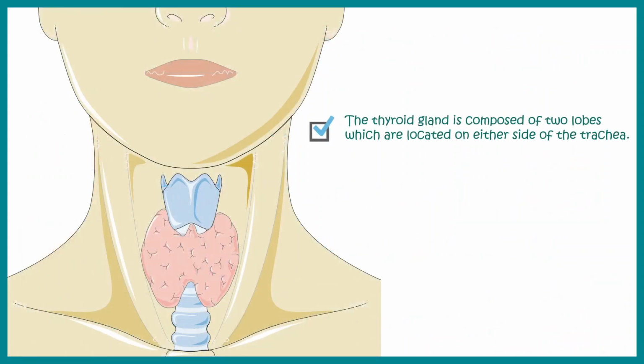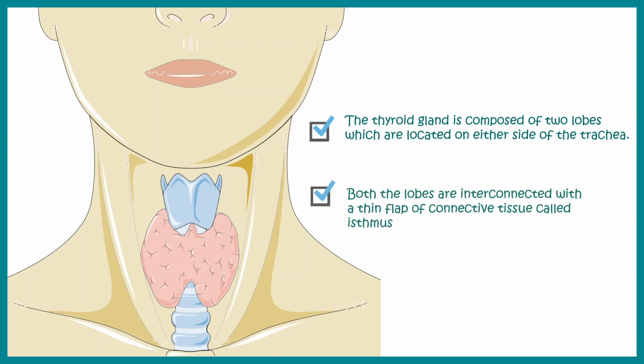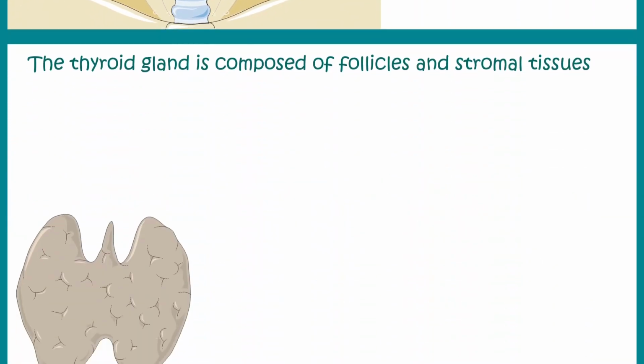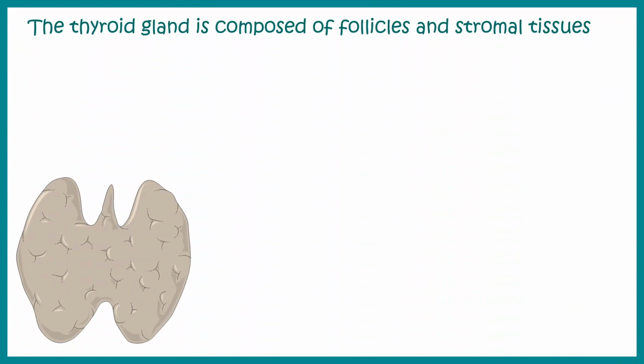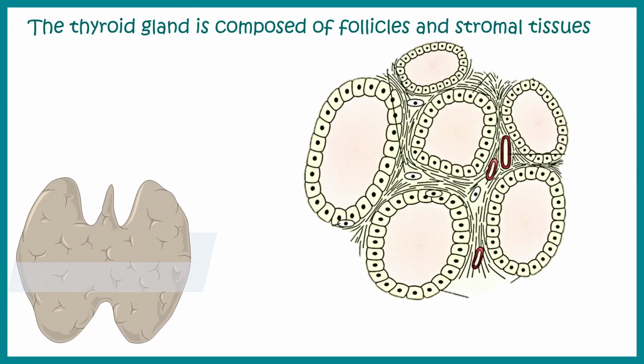The thyroid gland is composed of two lobes which are located on either side of the trachea. Both these lobes are interconnected to each other with a thin flap known as isthmus. The thyroid gland is composed of follicles. So if we cut a cross section of this thyroid gland, it would look like this. And it has stromal and connective tissues inside it.